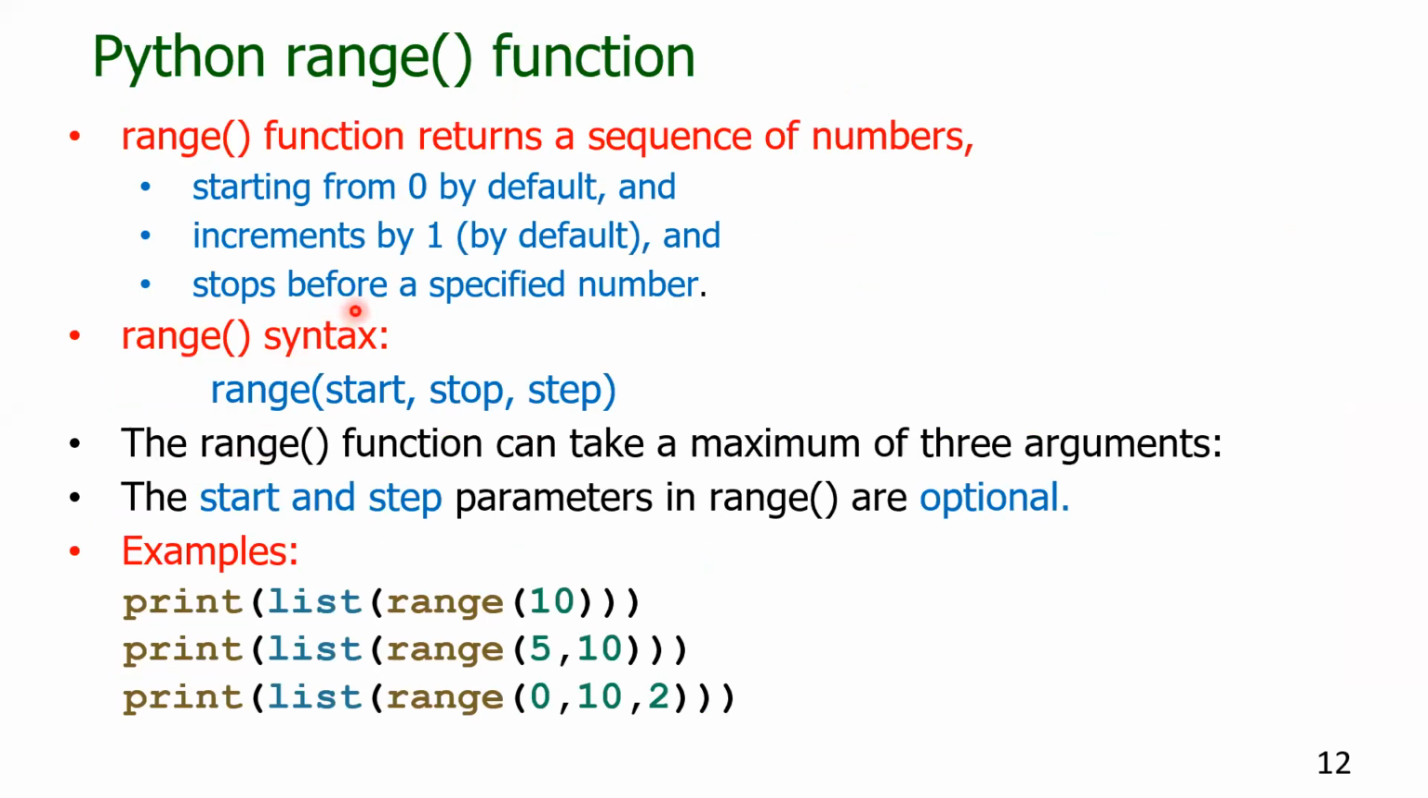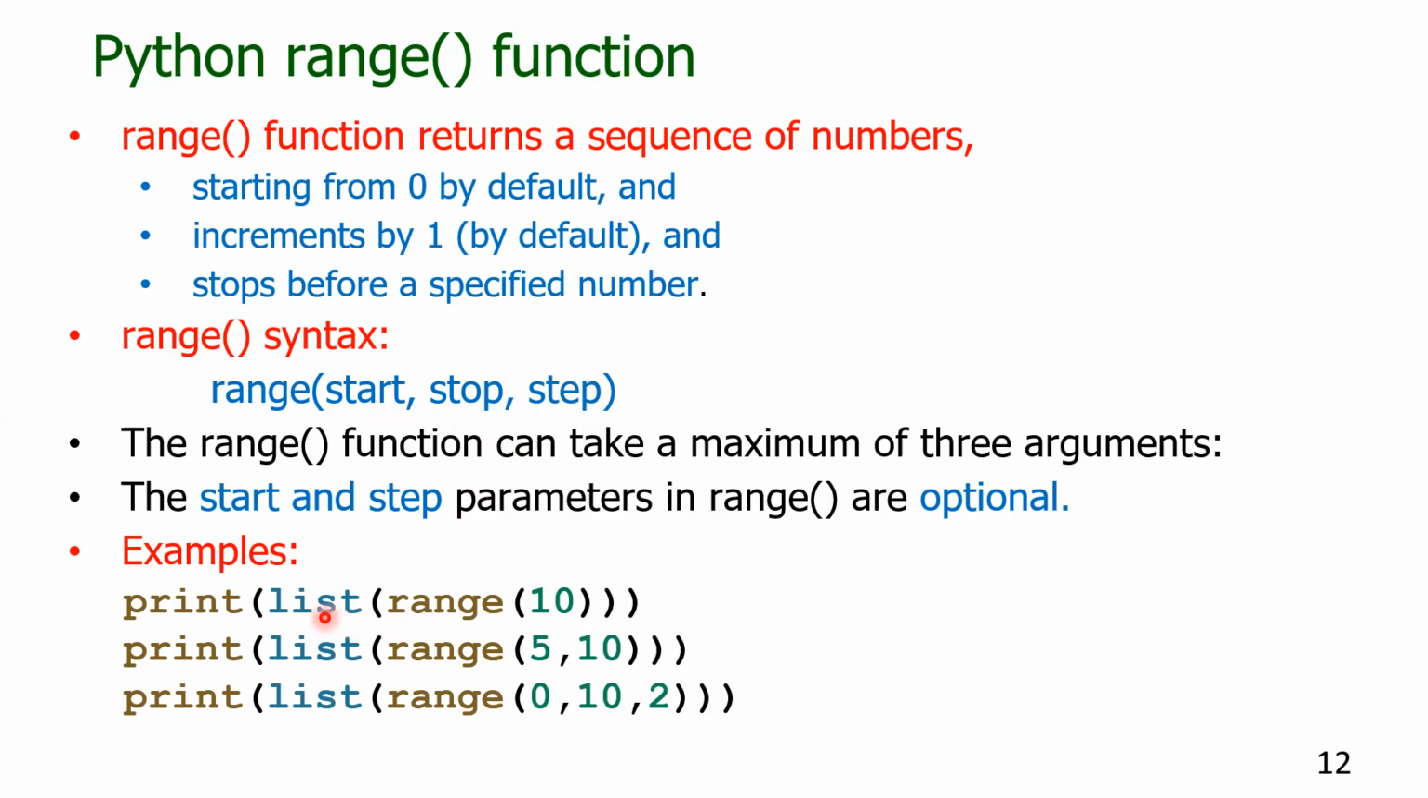So next we have the Python range function, and this function returns a sequence of numbers starting from 0 by default and incrementing by 1 by default, and stops before a specified number. The syntax for the range function is: range takes 3 arguments, start, stop and step. The range function can take a maximum of 3 arguments. Why? Because the arguments start and step are optional. If nothing is given, the default value of start is 0 and the default value of step is 1.